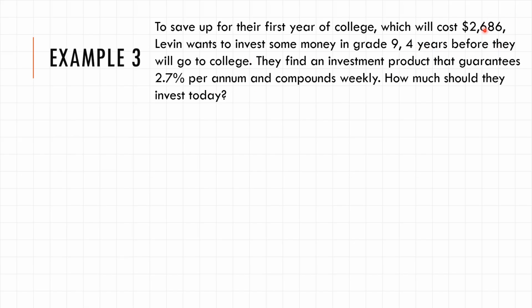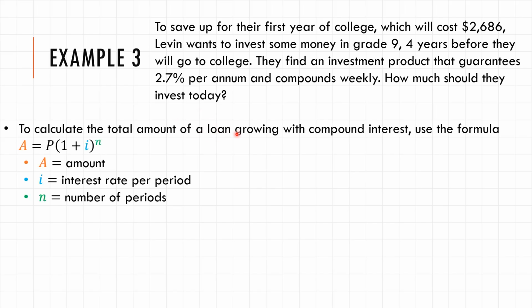Whenever you're dealing with an amount that is growing with a loan or an investment, it's growing with compound interest, and this is the formula that we use. A is the amount or the future value, which we know. In the future, Levin needs this investment to be worth $2,686. We also know that this situation compounds every week.